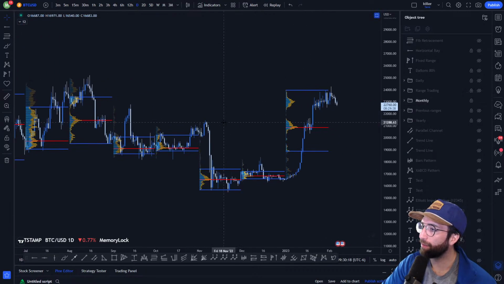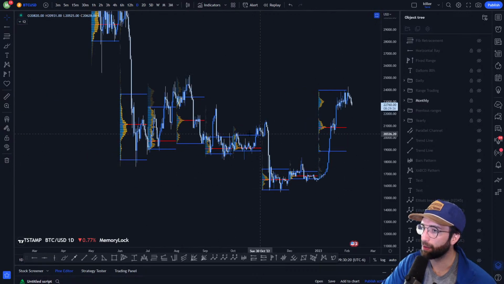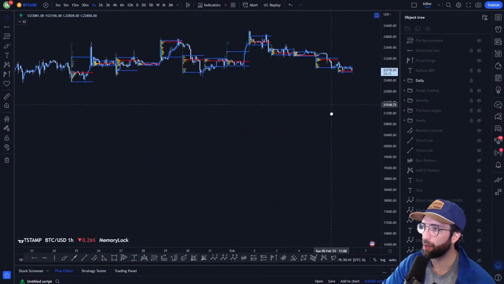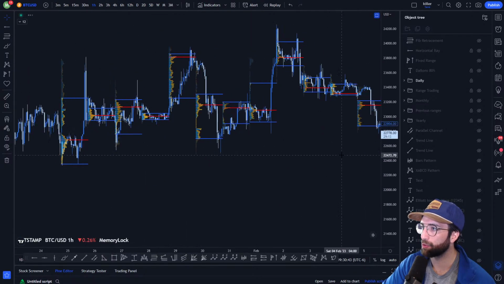So we'll move on from there. This is just another way that you can use it, right? You can use it to identify naked point of controls. This would be another pull based on time rather than ranges. Okay. We'll take a look at this and then we'll go back in. We'll backtrack, but I just want to show you guys more naked point of controls.